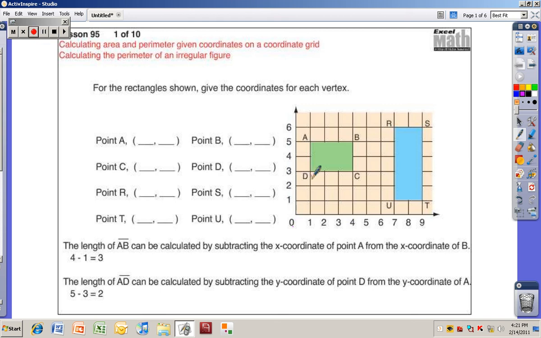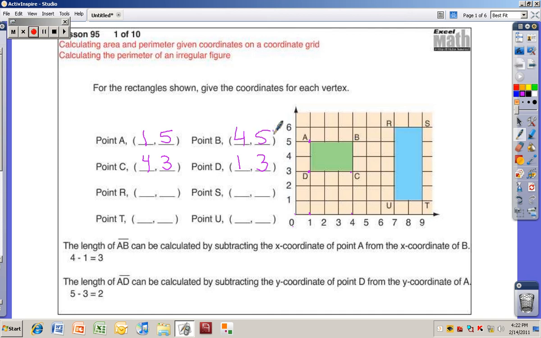This spot right here, D, is at 1, you go over first, 1, 3. That point right there is 1, 3. So we're going to fill this in on point D. What about point A? Go over to 1, up 5 to get to A. So that's point 1, 5. Where's point C? We go over to 4, up 3 for point C. So that's at 4, 3. And where's point B? Over to 4, up to 5.